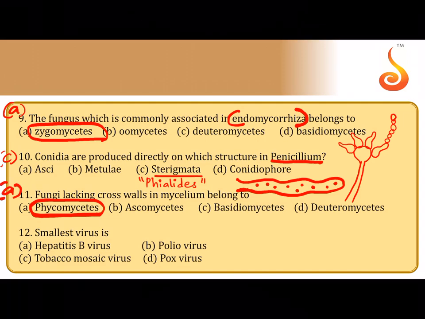Okay, then the smallest virus among the following is hepatitis virus. Now there is a little bit of ambiguity between hepatitis B and pox virus. Now the data says that hepatitis virus can have a diameter between 30 nanometer to 42 nanometer, and the pox virus is 30 nanometer alone. So if you consider that, then we can say that among the following, the pox virus happens to be the smallest. Okay.